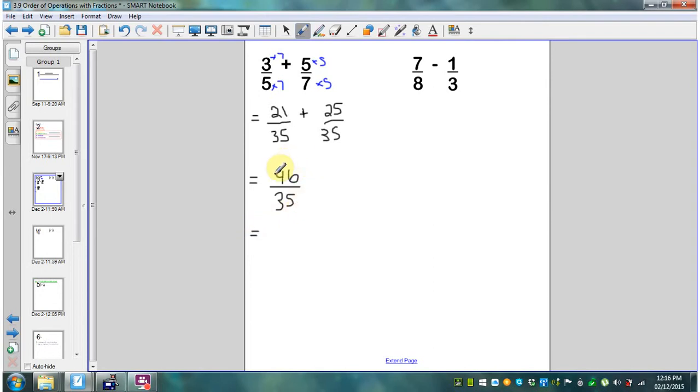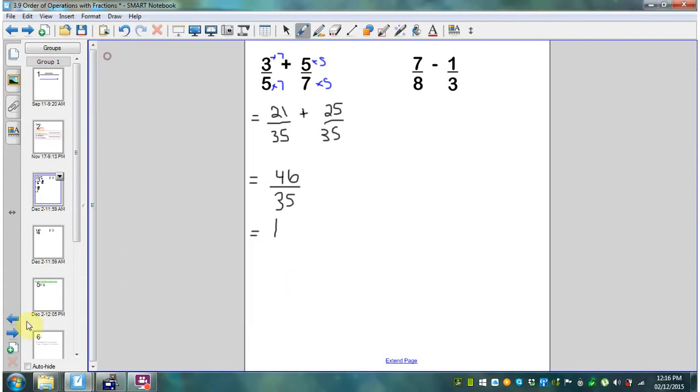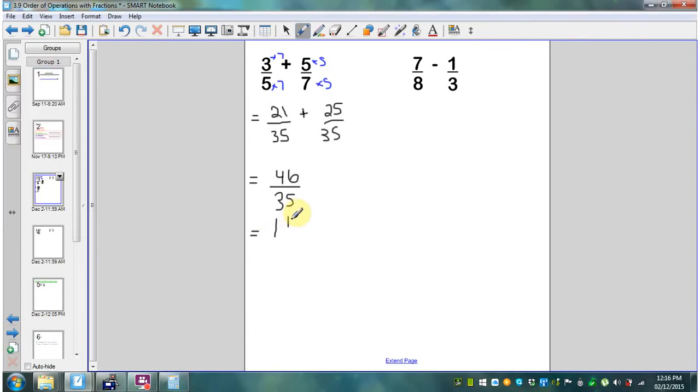Because we have a bigger number on the top, this can become a mixed number. So 35 goes into 46 once. And how many do we have left over? Okay, so pop up my other calculator here. 46 subtract 35 is 11 left over. 11 out of 35.